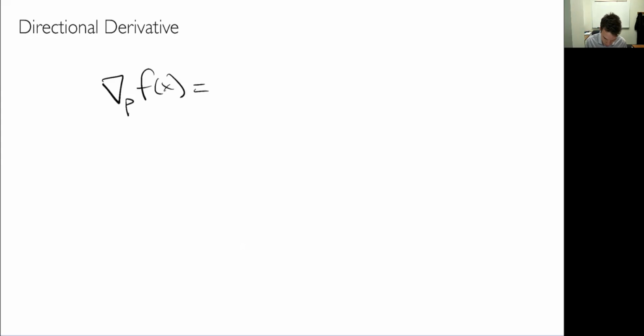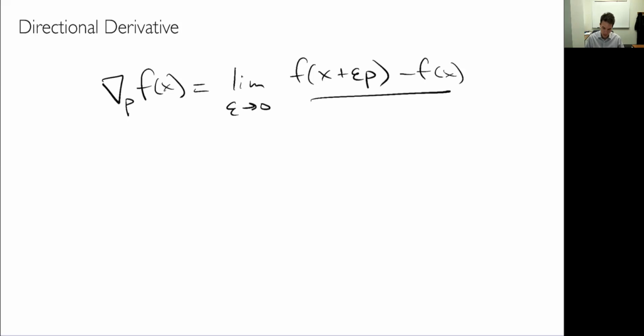We could define it the same way, going back to the calculus theorem. It's going to be a limit as the step size goes to 0. We'll take f of x. Remember, x is a vector. We add some small step in the direction of p, we subtract off f of x, and we divide by epsilon. That's just a definition using a calculus type of idea.